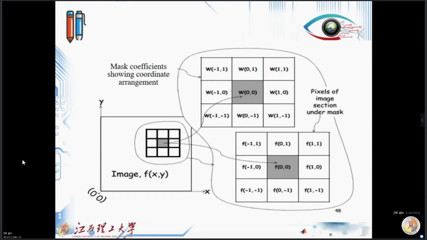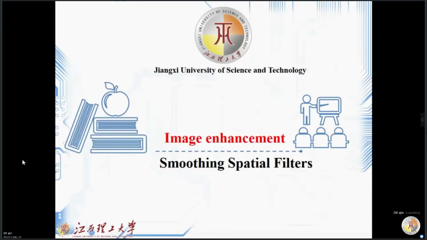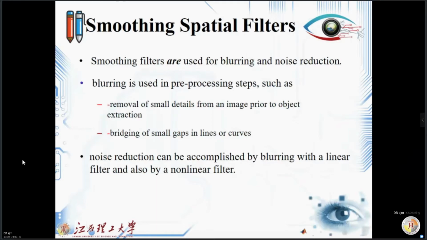Let us see. Suppose I have the image f(x, y), which has some mask coefficients, suppose at the center it has w(0, y). Then the pixel section under the mask can be something like f(0, y). And then for that you can make the mask for the image like this. Now let us see how we can use this mask.